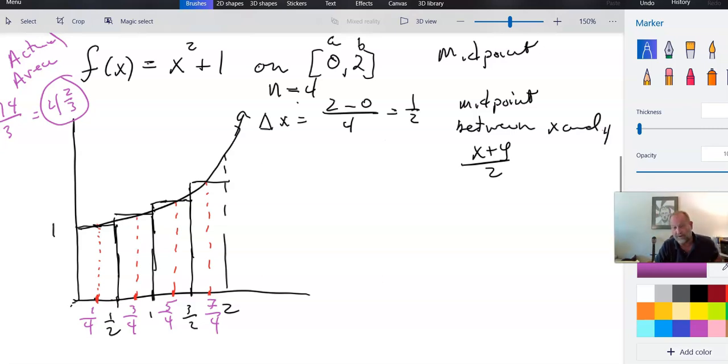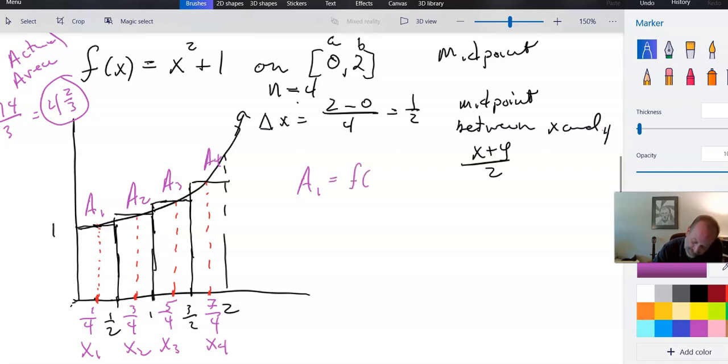These are all delta x apart, and that'll become important in future lectures. So my evaluation points x1, x2, x3, and x4 are the midpoints of each of the intervals that you've used to divide up the rectangles. But the formula stays the same. If we're finding A1, A2, A3, and A4, A1 is still f of x1, f of 1/4, times delta x.